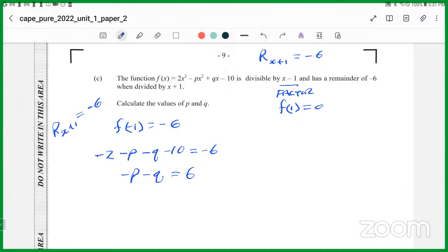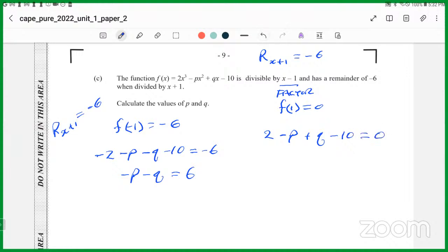f of 1 is 0. So we're going to plug the 1 inside here for the x, and then equate that result to 0. So we'll put the 1 inside here. It becomes 2. Put the 1 inside here for the x squared. 1 squared is 1, so we get -p. Put 1 inside here. We get q times 1 is q. And then this is -10. And that's all equal to 0.